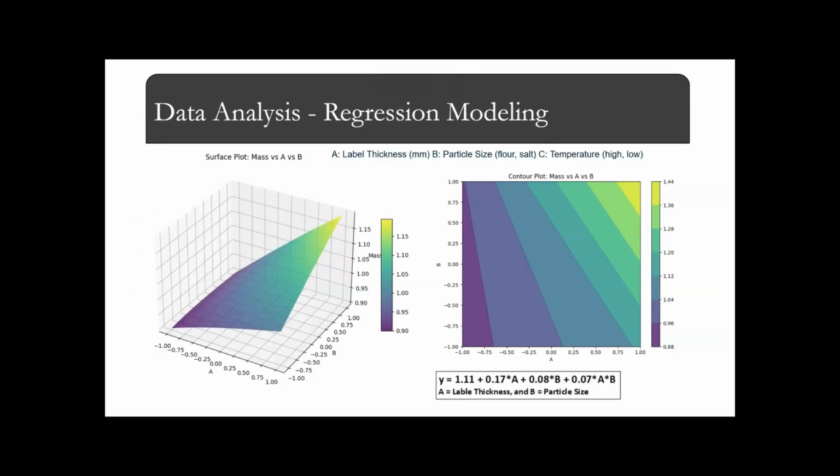Data analysis, regression modeling. The surface plot shows a smooth surface, indicating no presence of sharp peaks or deep crevices, indicating a strong linear relationship of factors A and B against the response variable, which is also supported by the fact that the contour plot matches well with the surface plot.